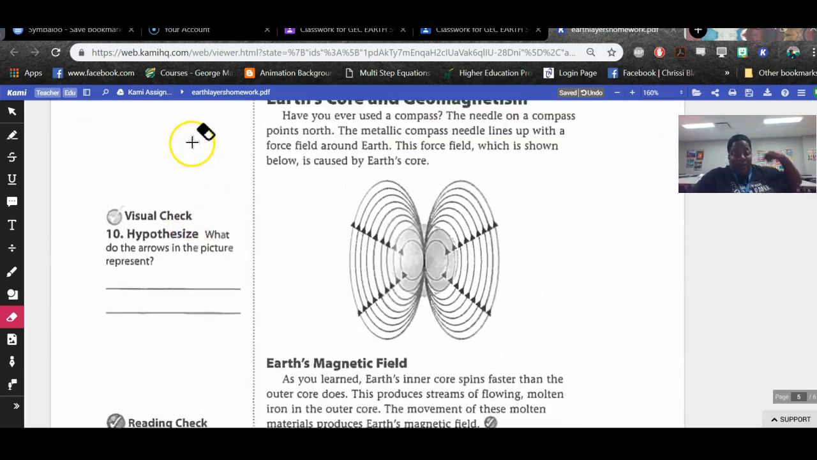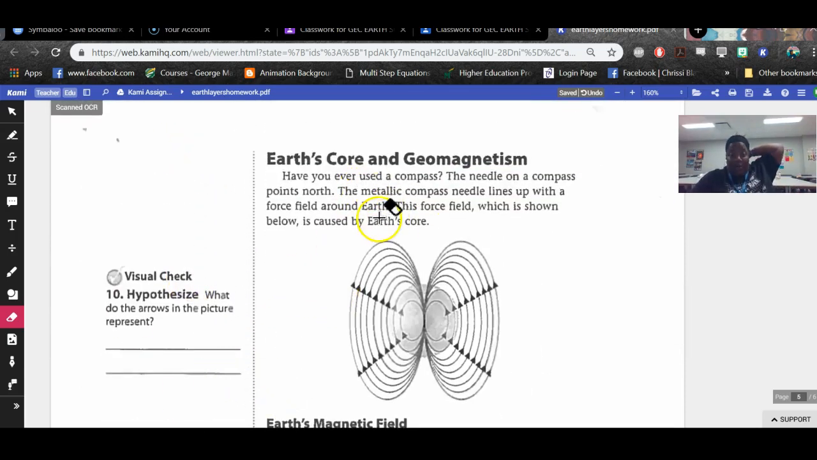All right, last part is Earth's core and geomagnetism. Ooh, this is good. Have you ever used a compass?